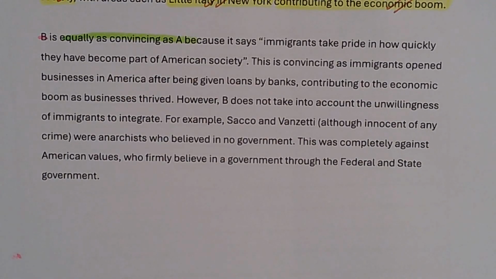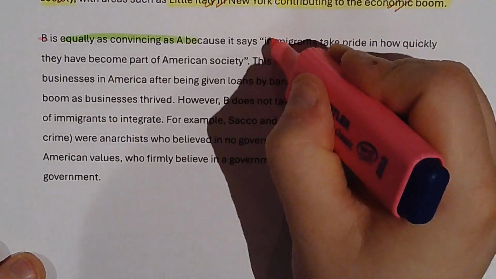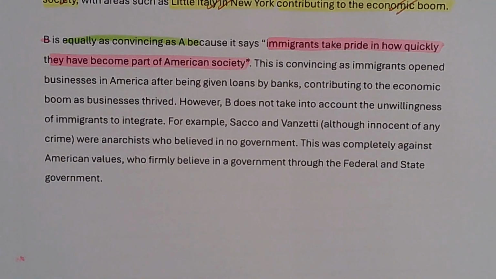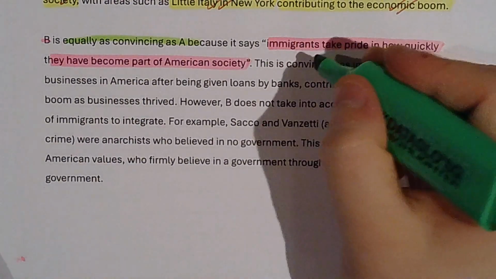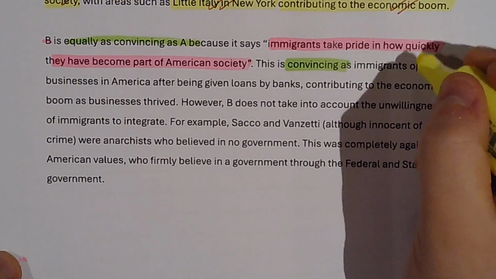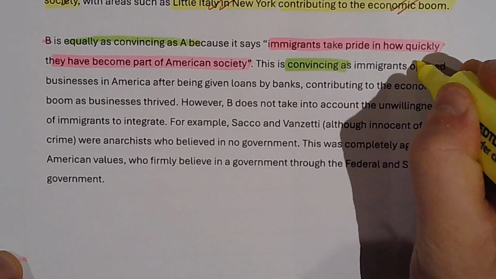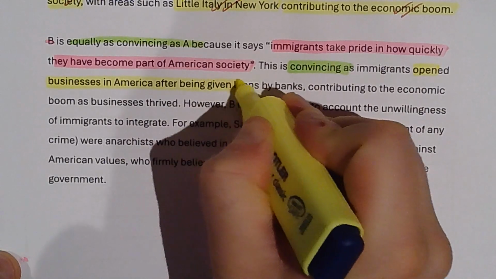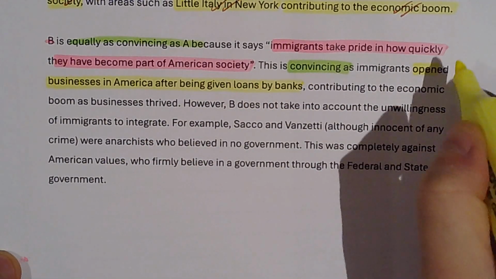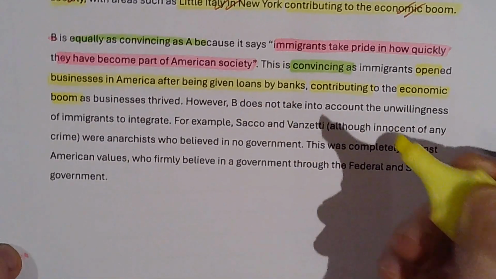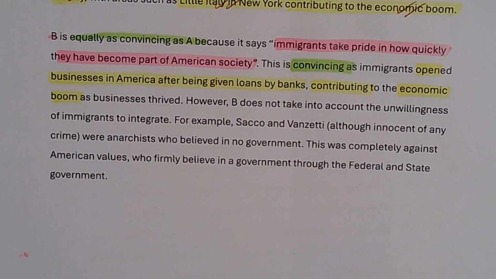And why is that? Why is it somewhat convincing? Because it says immigrants take pride in how quickly they become part of American society. So why is it true that those Americans are proud of themselves? Well, it's true because immigrants opened businesses in America after being given loans by banks, contributing to the economic boom.